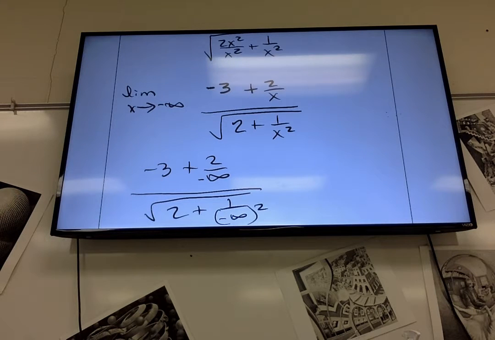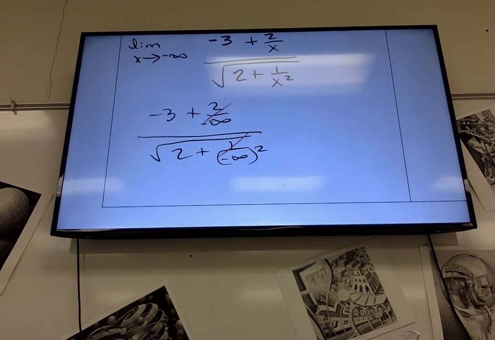Any constant that's divided by infinity or negative infinity, doesn't matter, is approaching 0. So those go away. Woohoo! So you end up with negative 3 over the square root of 2. And in calculus, it is totally acceptable to leave a square root on the bottom of the fraction.